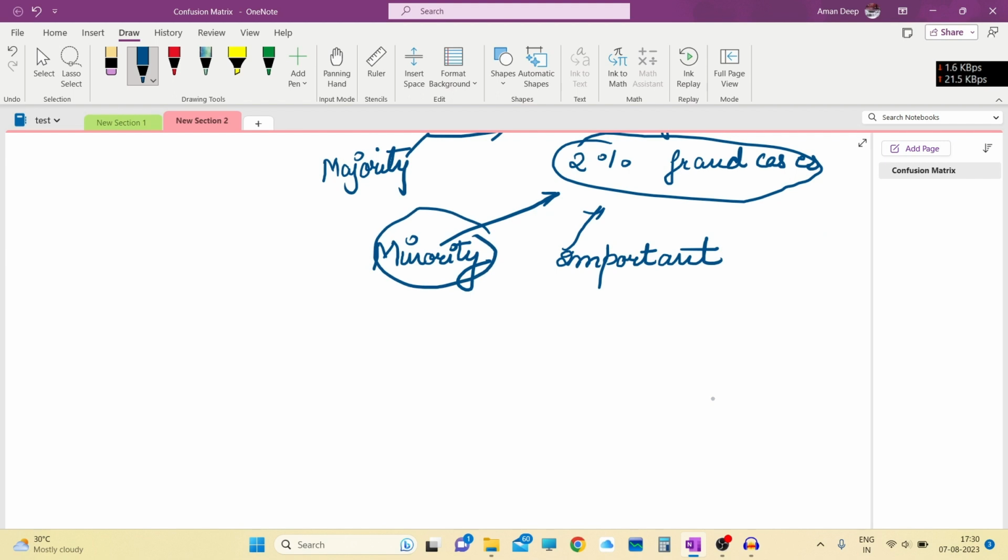Another example we can consider is an earthquake. We hear the news that today there was an earthquake. We don't hear the news that there was no earthquake today. An earthquake is a rare event, so it is the minority case. These are the ones that make the news, and thus these are the important ones. Thus these are the ones that we have to detect.